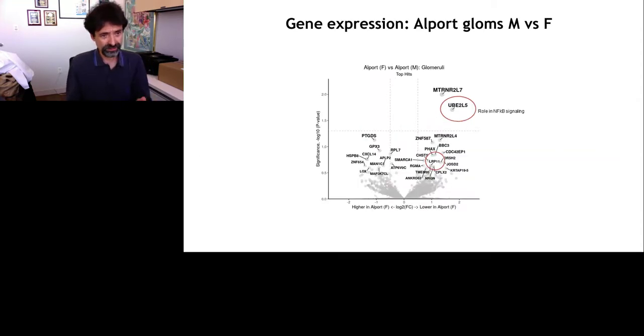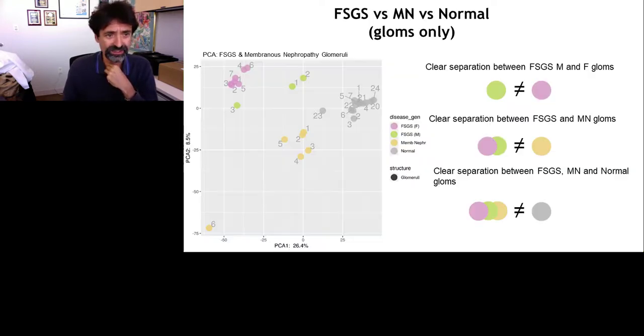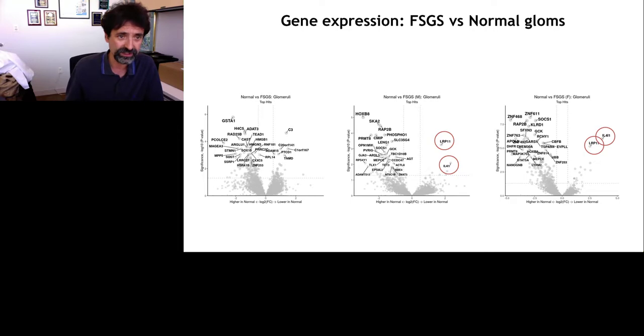When we compared the two patients, the male and the female, in more detail, we were able to pinpoint the single genes that differed between the two patients. We did the same thing for focal segmental glomerulosclerosis. Again, here we have the glomeruli of the FSGS patients, and in gray, the normal glomeruli, which segregate differently. And here are the volcano plots all together on the left, in the middle for the male patient, and on the right for the female patient.